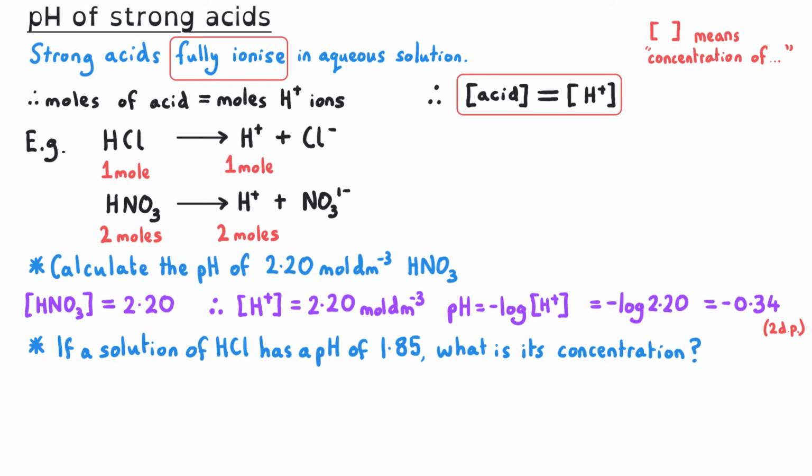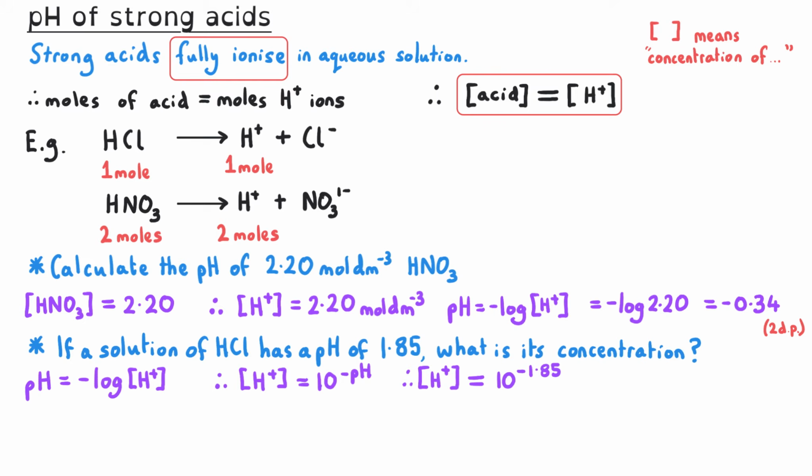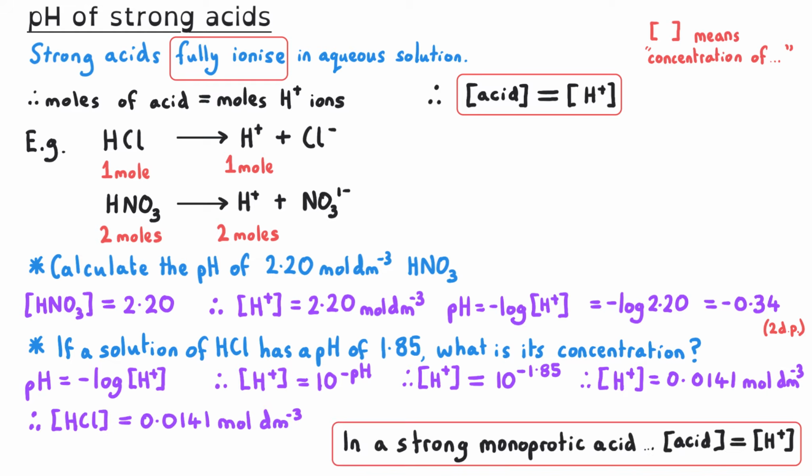We could go the other way around. We could be asked to calculate the hydrogen ion concentration for hydrochloric acid that has got a pH of 1.85. And so this means that we can find the hydrogen ion concentration by doing 10 to the power of minus 1.85, which gives us an answer of 0.014, and this means that the hydrogen ion concentration is 0.014 and the hydrochloric acid concentration will be the same.